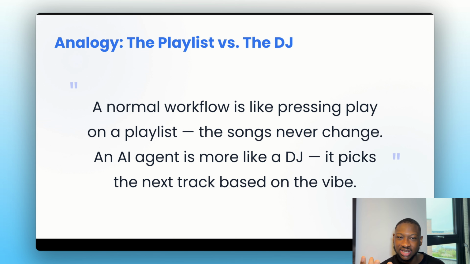Now, here's a quick analogy to make it easier to understand. Let's think of the playlist versus the DJ. A normal workflow is like pressing play on a Spotify playlist that you've already compiled on your own. The songs never change, and even with shuffle, which pulls from this song to that song, the songs never change. But recently there's an AI feature that changes this, so I'm going to use that analogy. An AI agent is more like a DJ. It picks the next tracks based on the vibe. You know that AI feature Spotify recently implemented, where if you click on it, it finds songs similar to what is in the playlist? That is basically what you can think of an AI agent as.